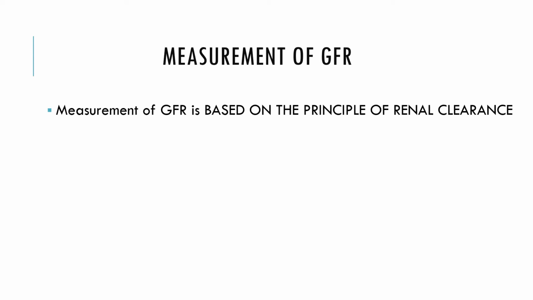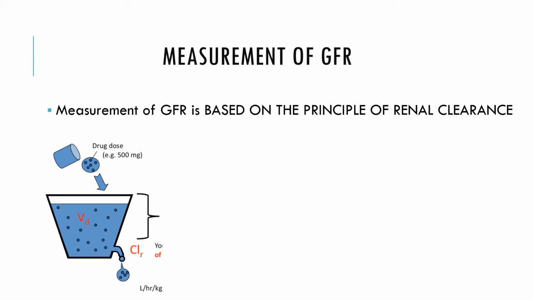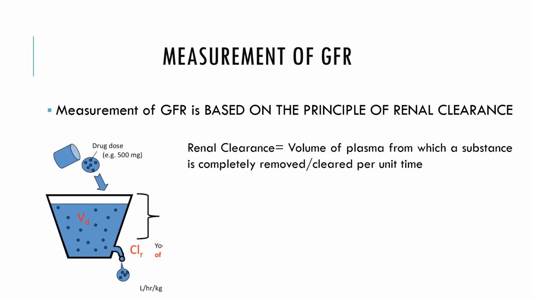Now come to the measurement of GFR. GFR can be measured on the basis of the principle of renal clearance. So what is renal clearance? Renal clearance is the volume of plasma from which a substance is completely removed or cleared per unit of time.